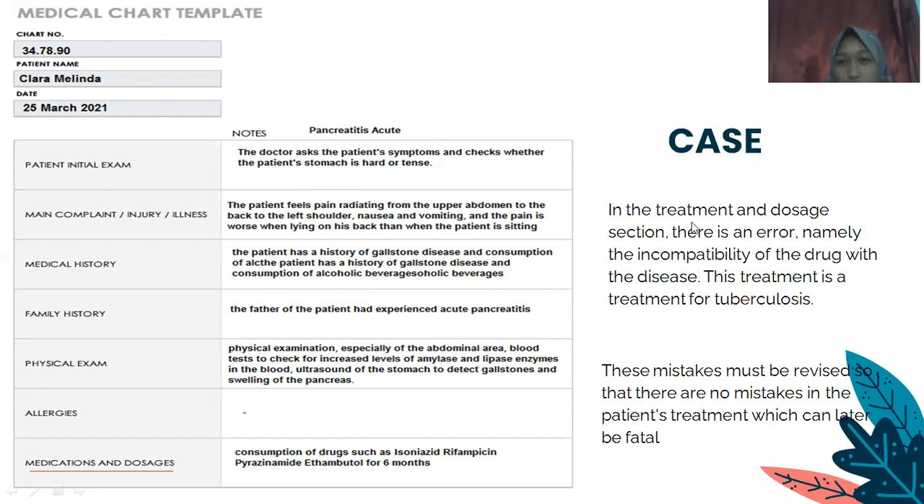Because in the treatment and dosage section, there is an error, namely the incompatibility of the drug with the disease. The treatment is a treatment for tuberculosis, not acute pancreatitis. This mistake must be revised so that there are no mistakes in the patient's treatment which can later be fatal. Because the purpose of qualitative analysis is to adjust the diagnosis, examination, and treatment performed on patients.